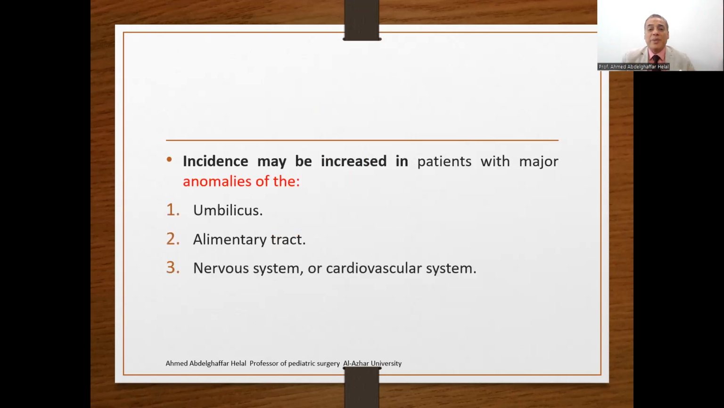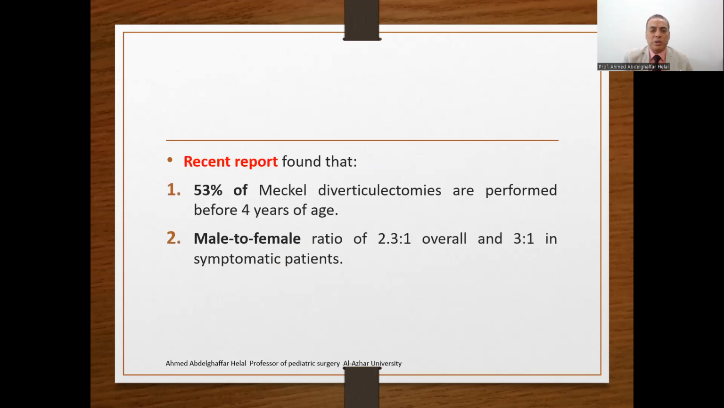Incidence may be increased in the patient with major anomalies of the umbilicus, alimentary tract, nervous system, or cardiovascular system. So, a pediatric surgeon may be faced with a baby with alimentary tract anomalies, umbilical anomalies, omphalocele, and nervous system or cardiovascular anomalies associated with Meckel diverticulum. A recent report found that 53% of Meckel diverticulectomies are performed before 4 years of age, and that the male to female ratio is about 2.3 to 1 overall and 3 to 1 in symptomatic patients.